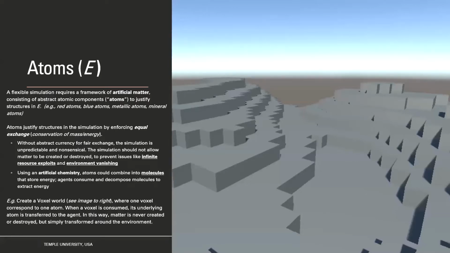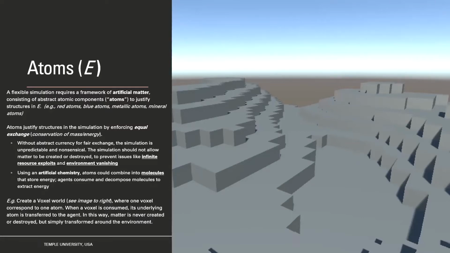But the point is that these atoms justify the structures in the simulation by enforcing this concept of equal exchange, sort of like a conservation of mass or energy. And this is important because without an abstract currency to enforce fair exchange, the simulation is unpredictable and nonsensical. And this simulation should not allow matter to be created or destroyed to prevent issues like the agents finding infinite resource exploits, and to prevent the environment from vanishing.